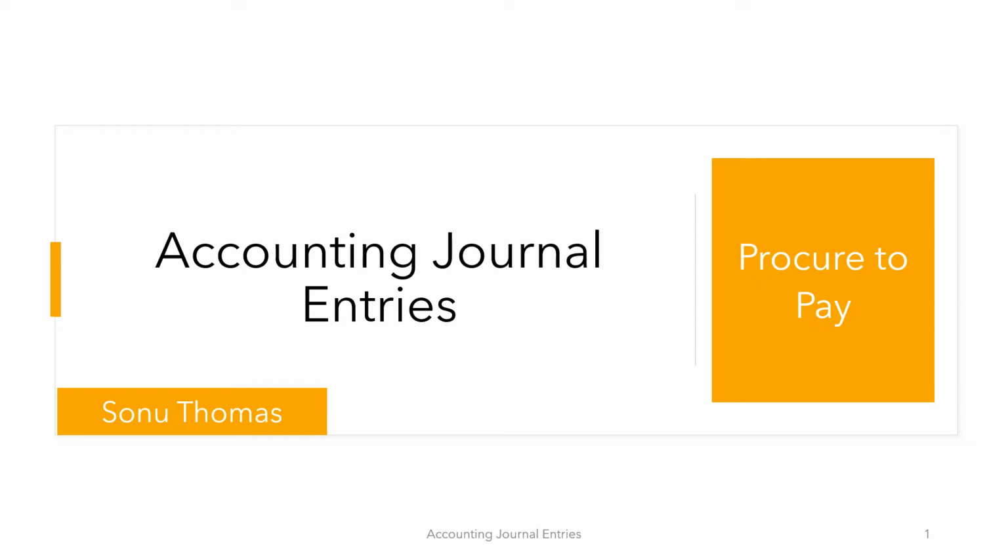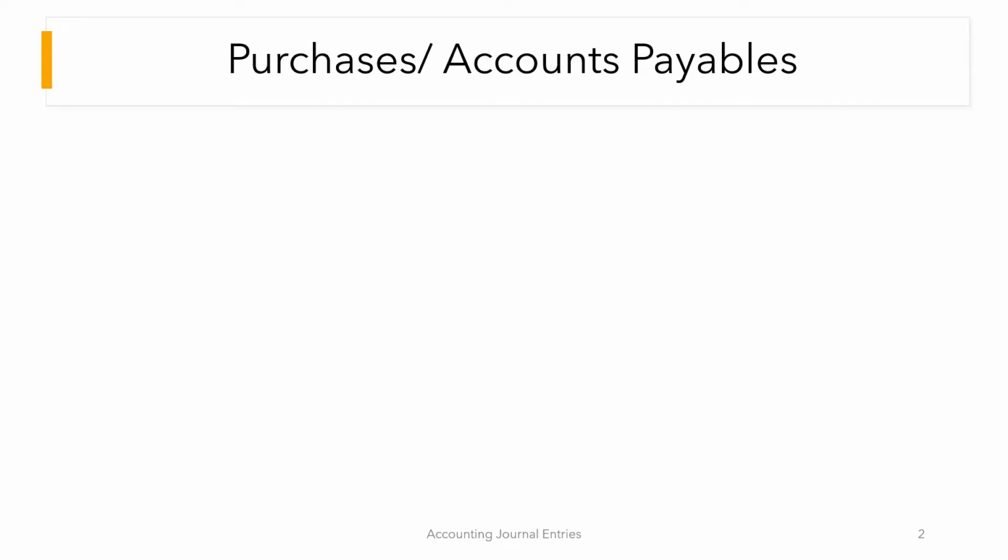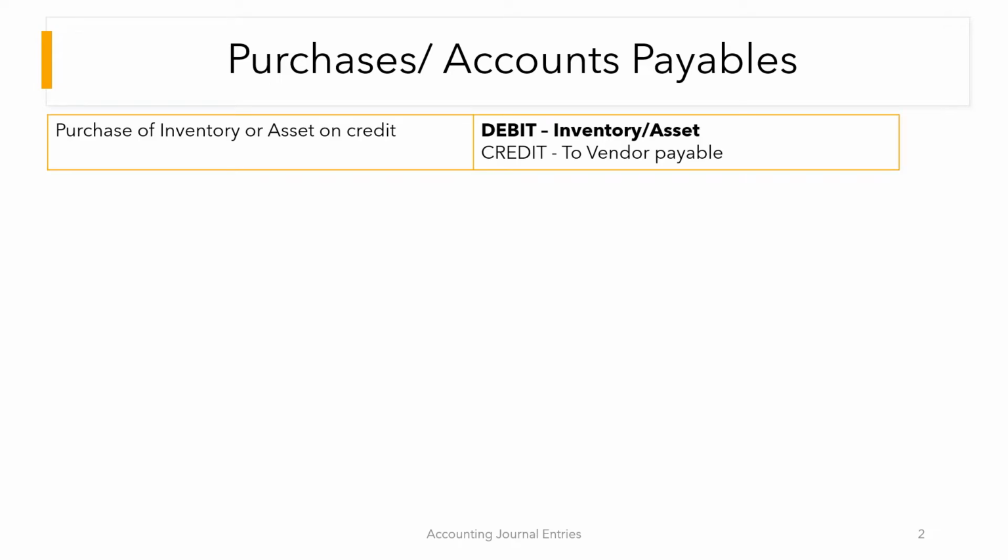So let's go through the accounting journal entries for Procure to Pay. The next set of entries would be on purchases or accounts payables. So let's begin with purchase of inventory or asset on credit. The entry would be to debit inventory or asset and credit to vendor payable.